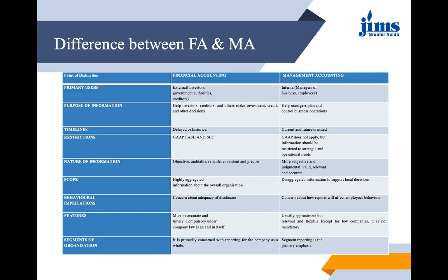If we see the scope of the two forms of accounting, financial accounting is highly aggregated information about just the overall organization, whereas management accounting is disaggregated information to support the local decisions of the managers. Behavioral implications. In financial accounting, concern about adequacy of disclosure is there, whereas in management accounting, concern about how reports will affect the employee's behavior is also a part to study.